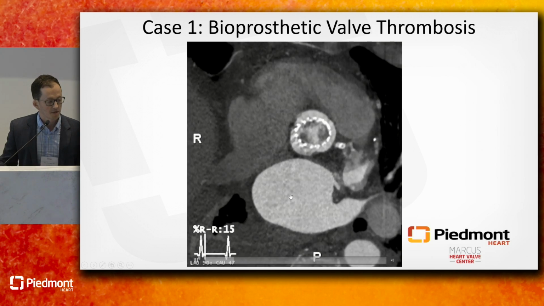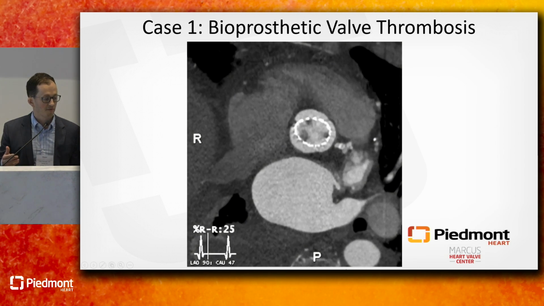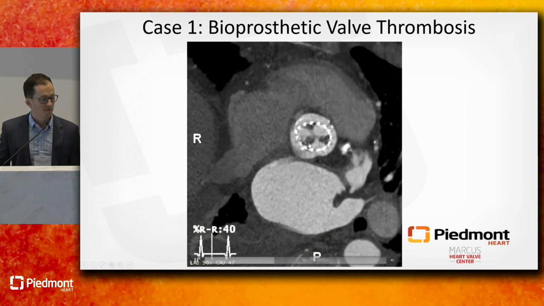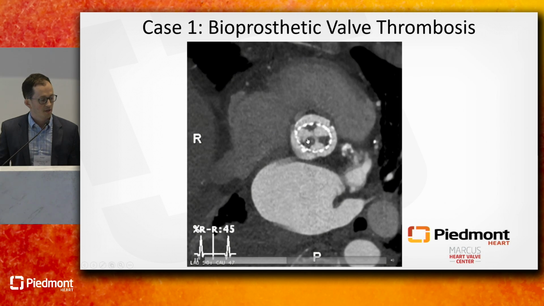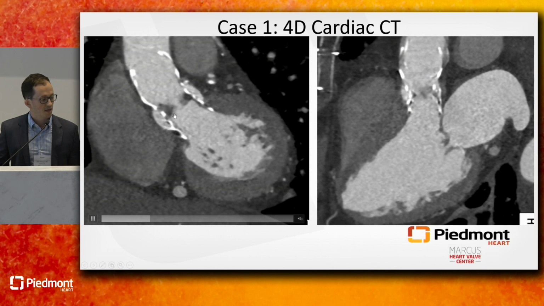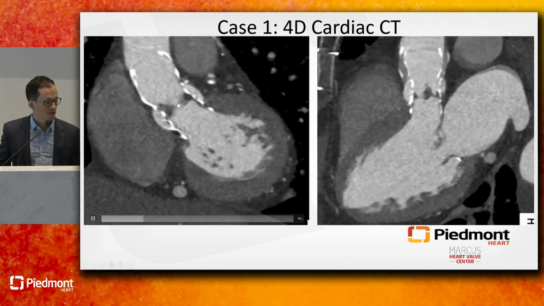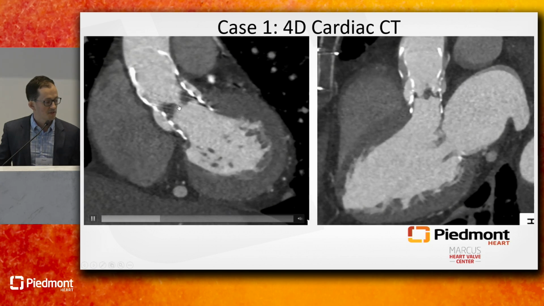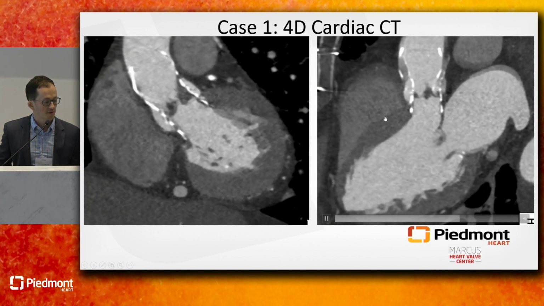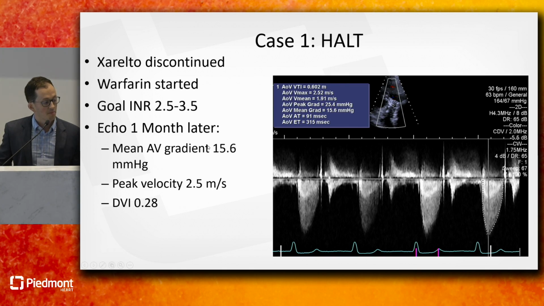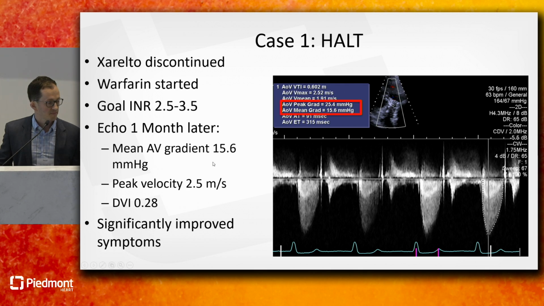So I think really taking a multimodality imaging approach, this patient underwent a 4D CT. And here you can see a short axis of the aortic valve. And you can see that all 3 leaflets have significant hypoattenuating leaflet thrombus. And here, if you look at the long axis views, you can see these leaflets are really thick, with restricted motion, and you can see that the etiology of this change has been thrombosis of these leaflets. So his Xarelto was discontinued and he was started on Coumadin, and within a month his mean gradient had come down to 15.6 and his DVI had increased to 0.28 with significant improvement of his symptoms.